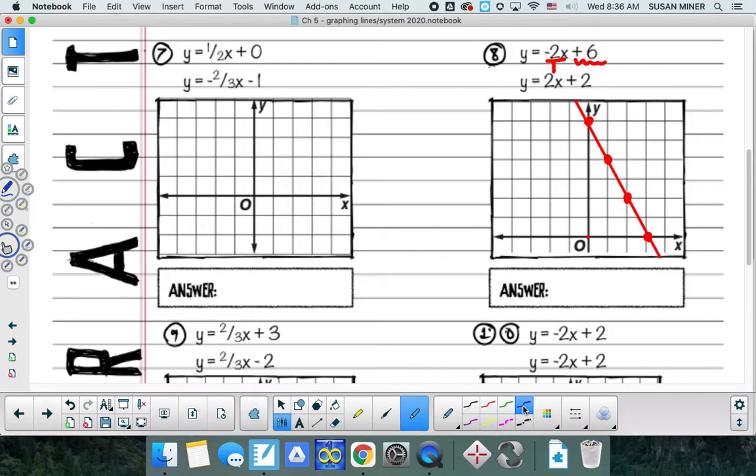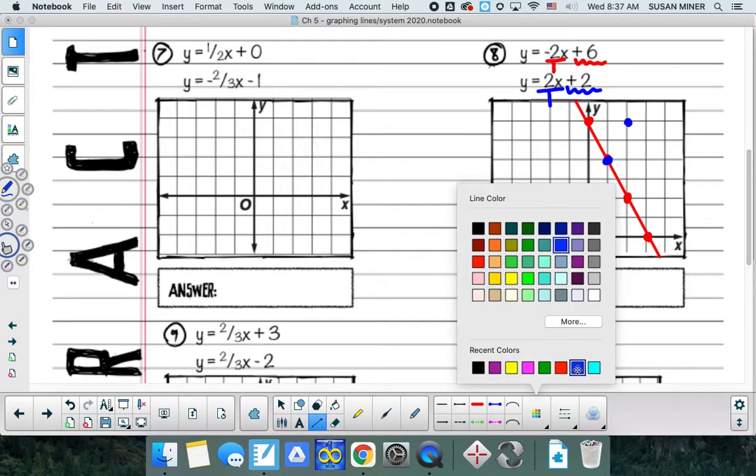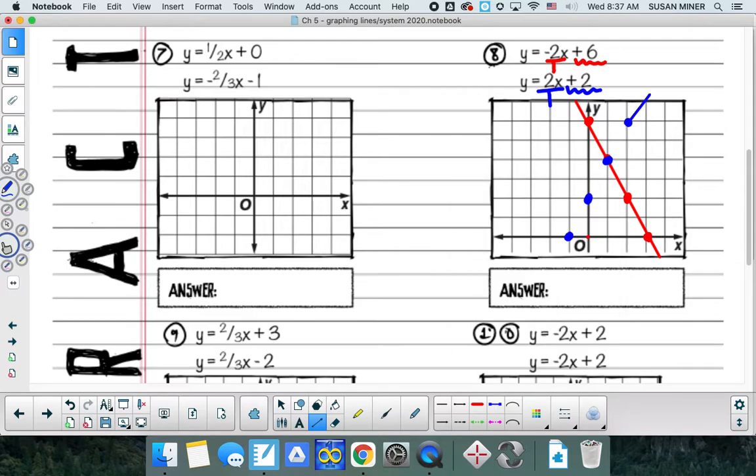And our second line, we're going to start where y is equal to 2. And then I'm going to use my slope as a rise and a run in order to graph my line. And I'll make this one be blue now. I better get a little bit more accurate here. There we go. Okay, so I can see that these two lines are crossing right here at this point.